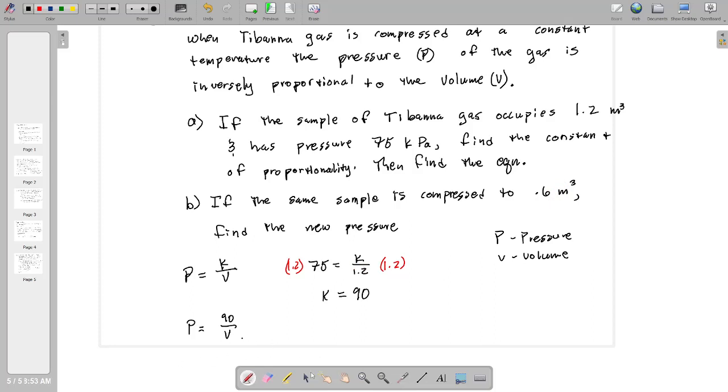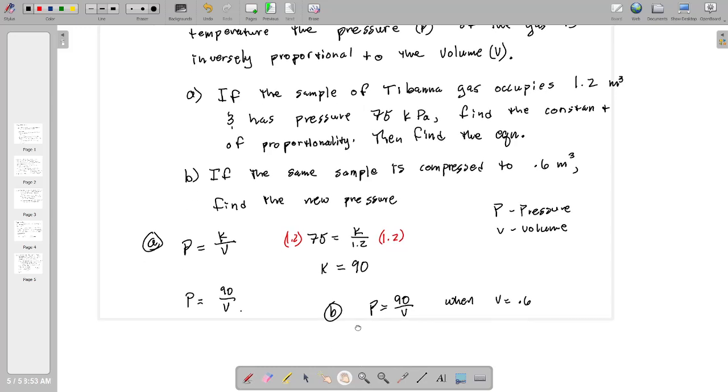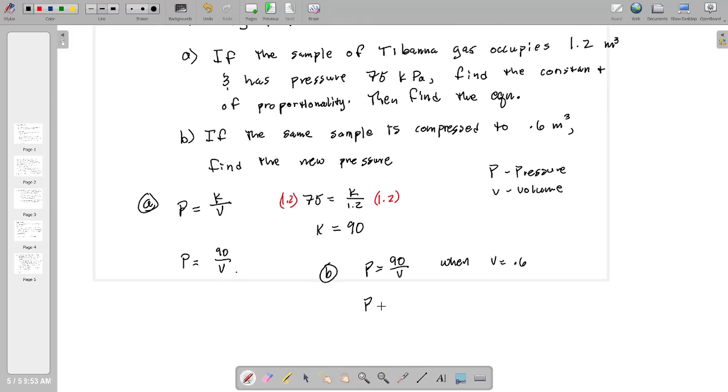So now for part B, we use this model, P equals 90 over V, when V is now equal to 0.6. So P is equal to 90 divided by 0.6, and 90 divided by 0.6 is 150. So P is equal to 150 kilopascals.